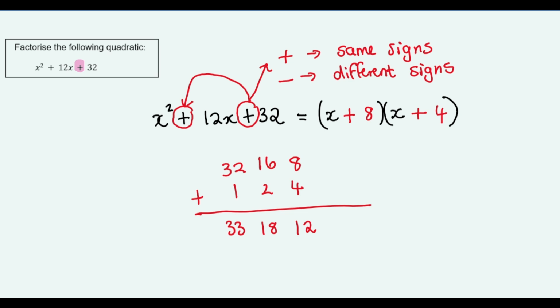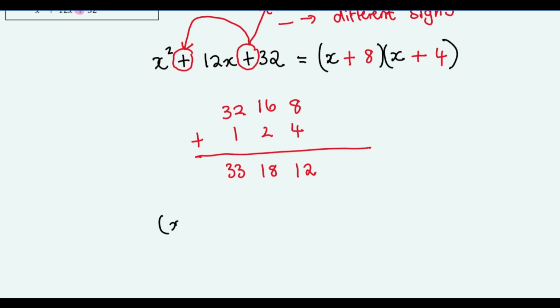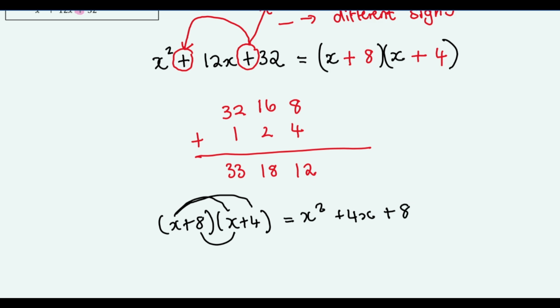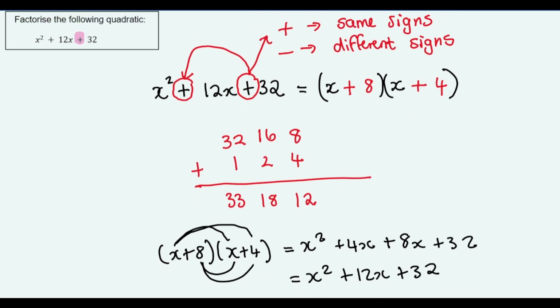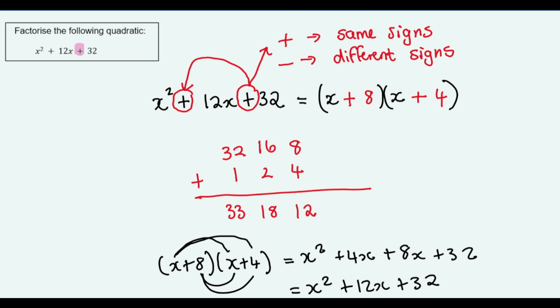You can always do a little check for yourself. Let's see if we end up with the original expression. We'll have x squared plus 4x plus 8x plus 32, which is x squared plus 12x plus 32, which is what we had originally. So it worked.